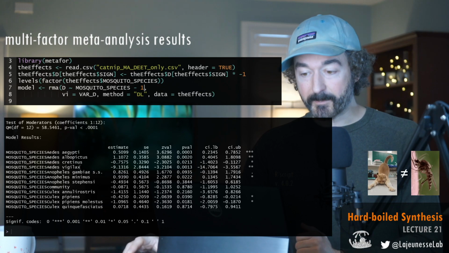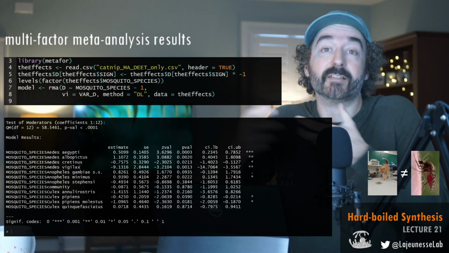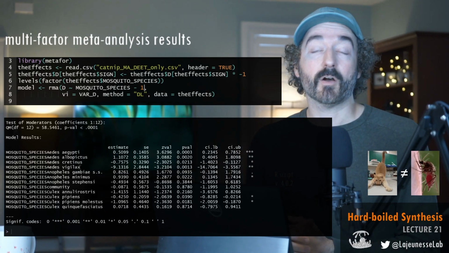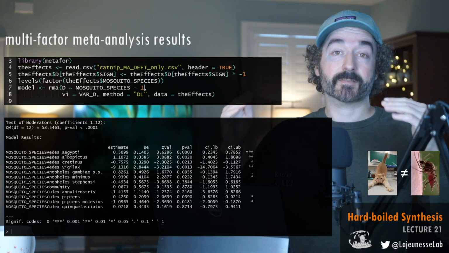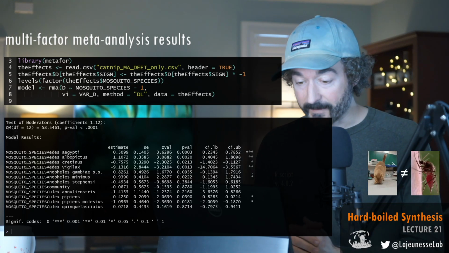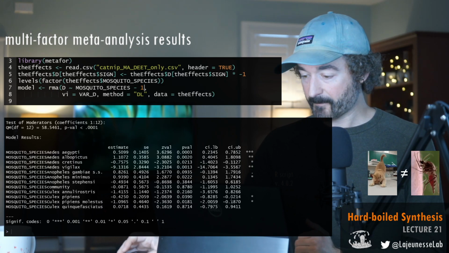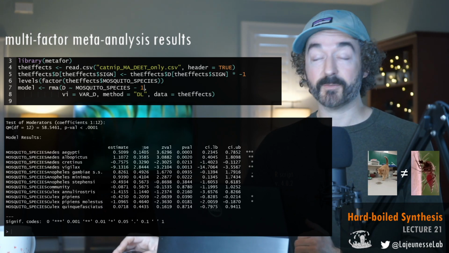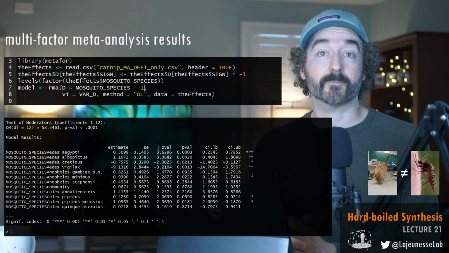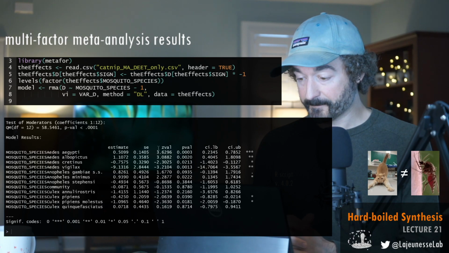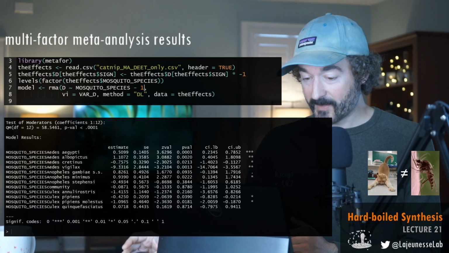And so here, by removing the intercept, now we have the regression coefficients presented in a way where we have all our means, all our average effects organized at the species level. And so we have 12 species, and then we can see the direction and magnitude of how catnip is an effective repellent. And it's all over the place. I mean, there's some negative effects, there's positive effects.